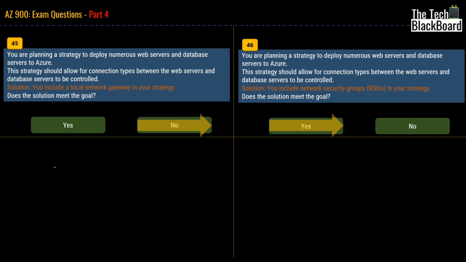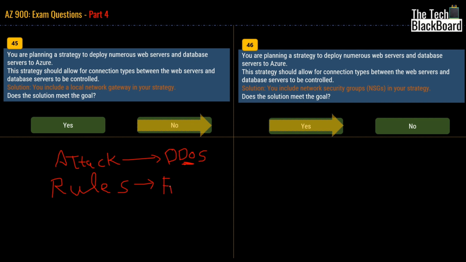So here it goes. Whenever you see the word attack in questions, sorry for the bad handwriting, then you have to associate this one, attack, with DDoS. Then you look for DDoS as a solution. However, if the question is talking more about rules, then in that case you have to pick a solution which says firewall.